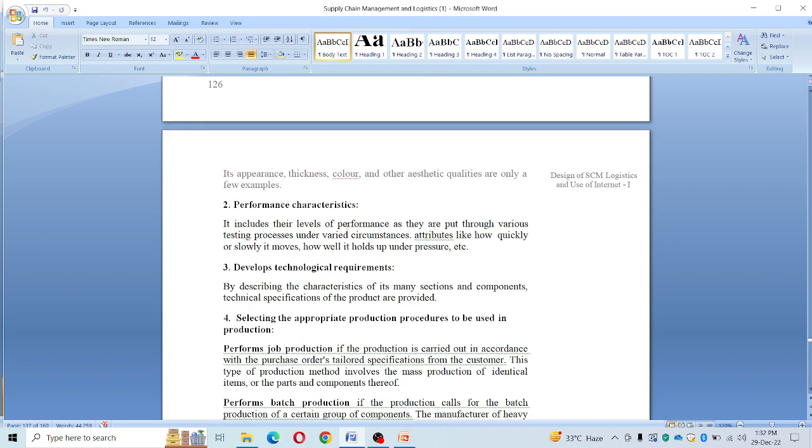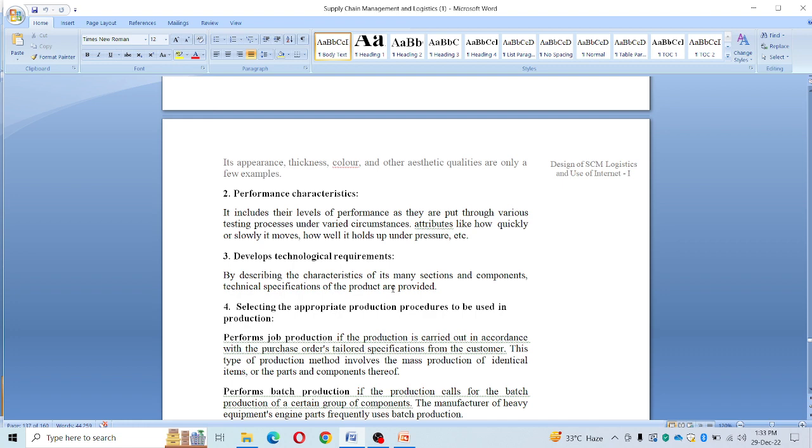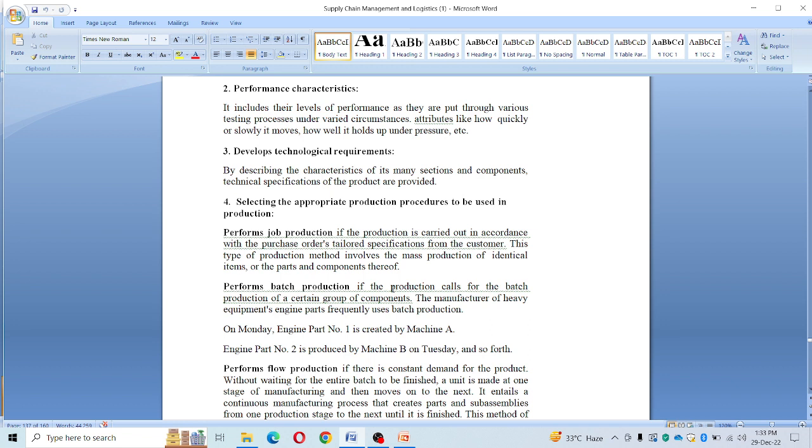Then performance characteristics, because here you will also include their level of performance, as the products will go through the entire testing procedures and you need to have the attributes for that particular product. So performance characteristics. Then they will develop technological requirements: what technology and technique of production is involved for ensuring product characteristics and performance characteristics. There is a big question mark over technology: what type of appropriate technology will be required here.